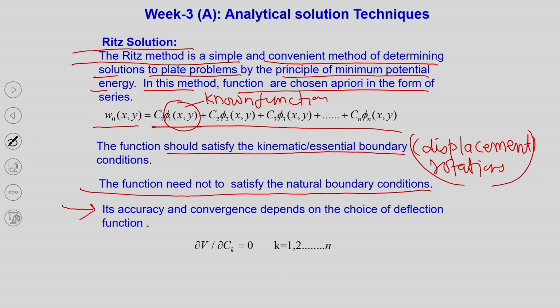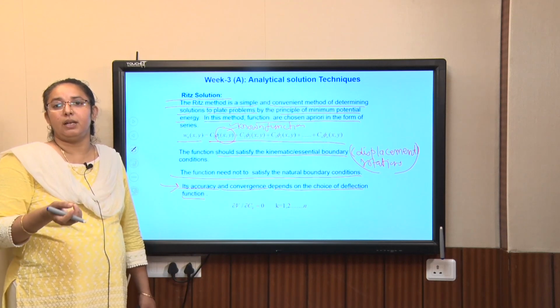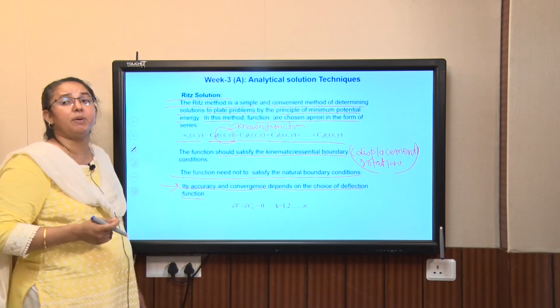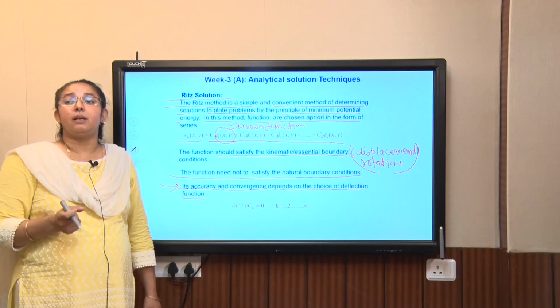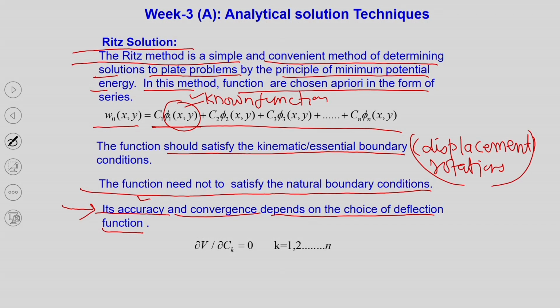I would like to say that the major limitation or disadvantage is that its accuracy and convergence depend on the choice of deflection function. For simple cases, one can find a function which satisfies the boundary conditions. For a difficult one, suppose you don't know the exact function which is going to satisfy at least the displacement boundary condition, and you are not able to make that function, then you will not get a converged solution, or accuracy will be very weak. So how to proceed for such kind of solutions?